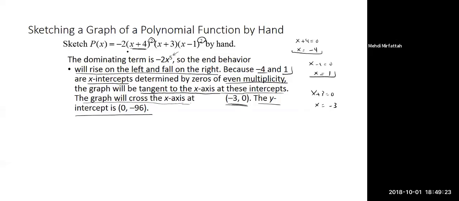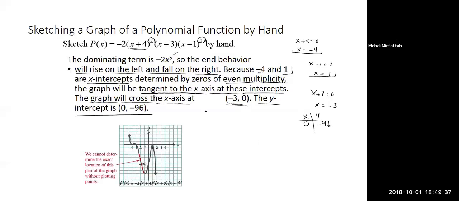And the y-intercept: if x equal to 0, substitute 0 here and solve for P of x, which would be minus 96. So this is all the information we need to sketch a graph. Let's take a look. As you can see, the x-intercepts are minus 4 and 1. Here's minus 4 and here's 1. And as you can see, the end behavior is shown here. And then the graph is going to intercept at this point, 0 and minus 96.